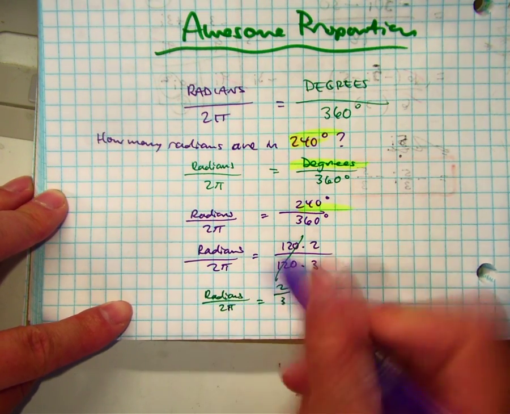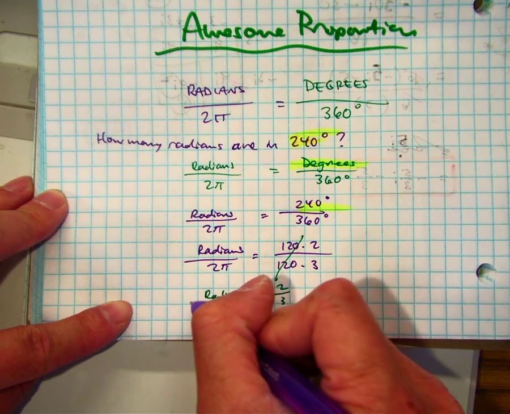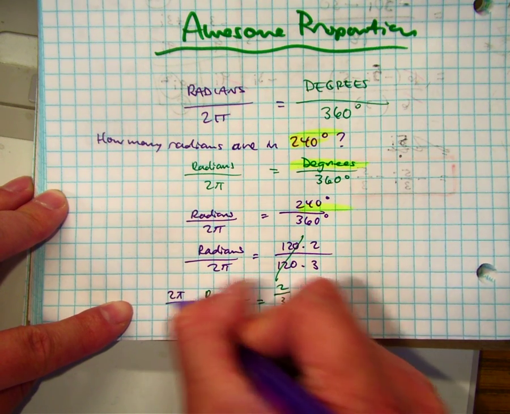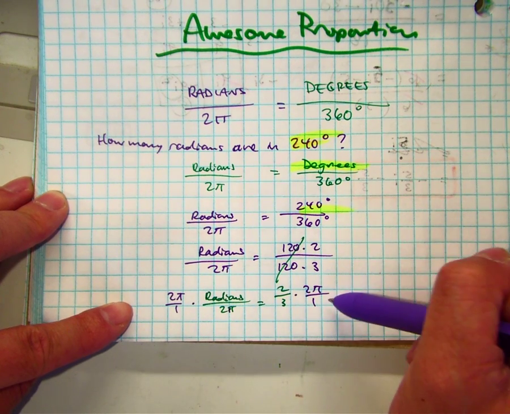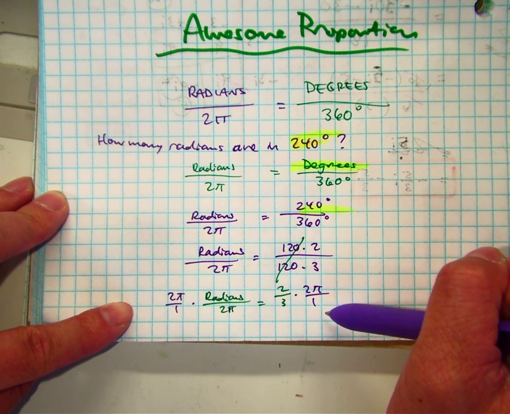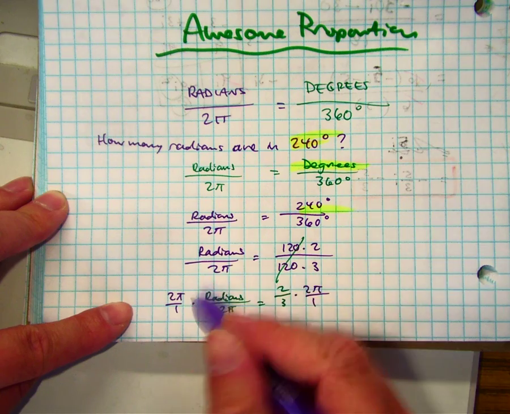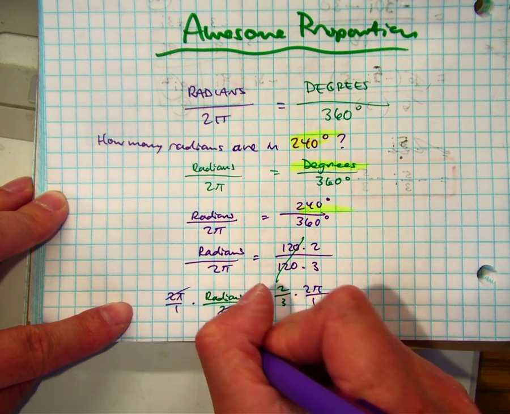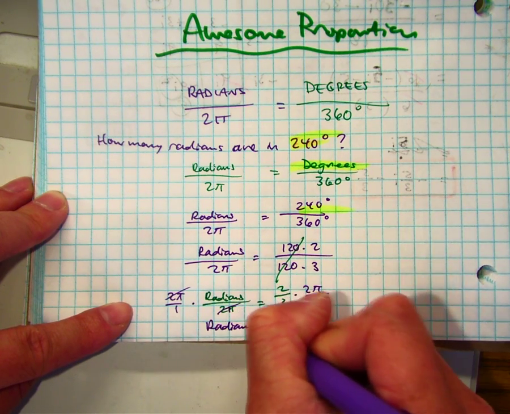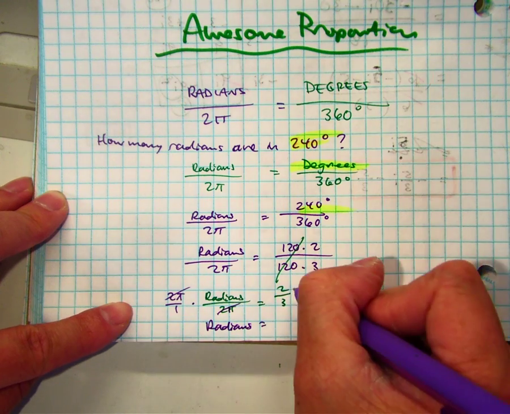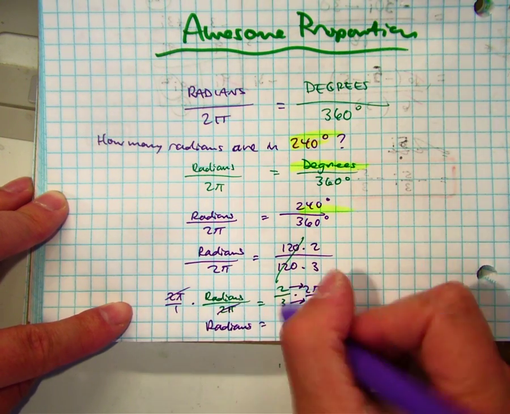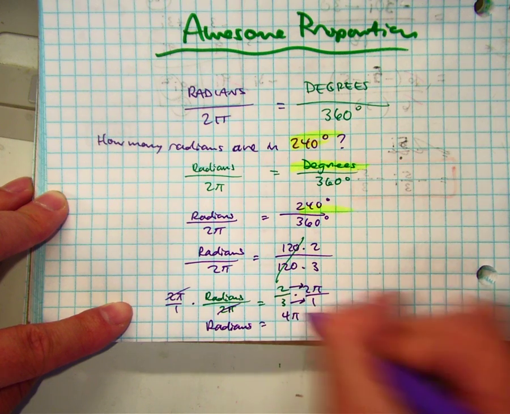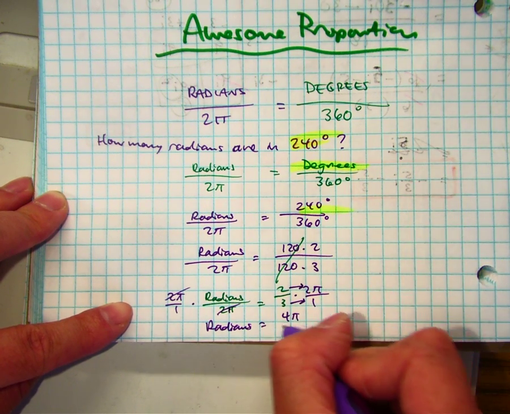Now, I need to move this 2 pi over, so it's in the denominator, so I'm going to multiply by 2 pi on both sides. Remember, you can make 2 pi a fraction by just putting it over 1. And then you notice that my 2 pi's cancel. So I have radians equals, I'm going to multiply across. 2 times 2 pi is 4 pi. And 3 times 1 is 3.